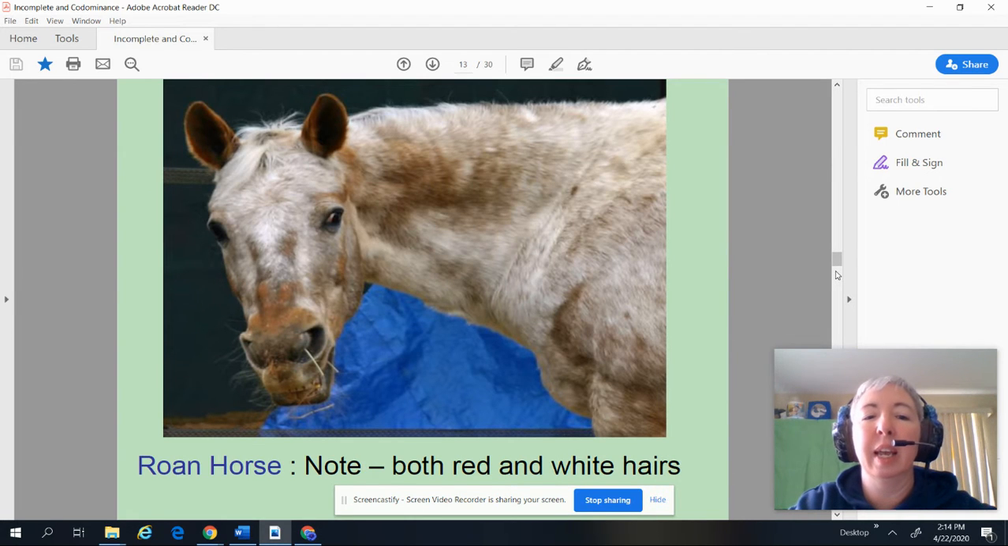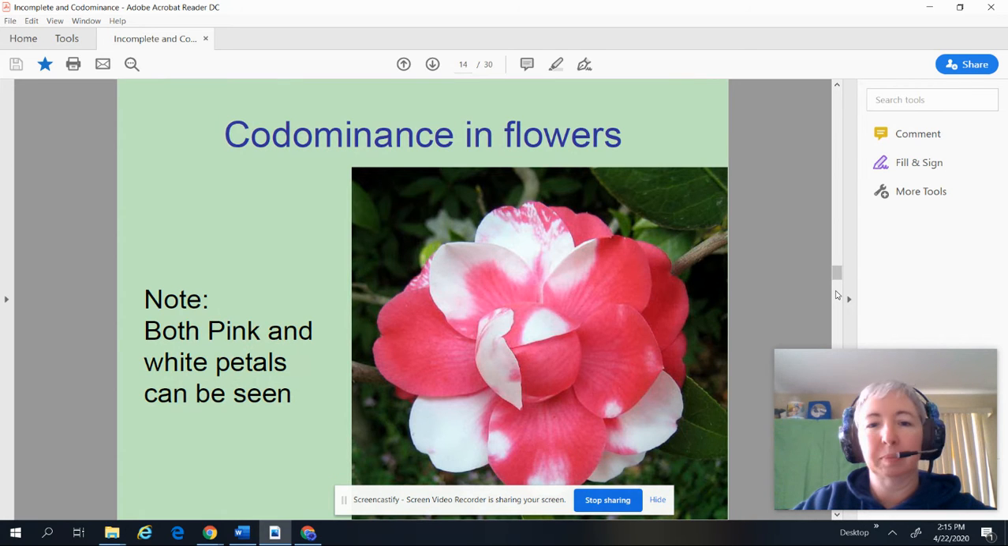Here's a horse that has less defined stripes, but as you can see, there are red hairs, there are white hairs, they are all intermingled on this horse. There are no pink hairs here. There are no lighter brown hairs that have been created by incomplete dominance. Both the red and the white have shown up.